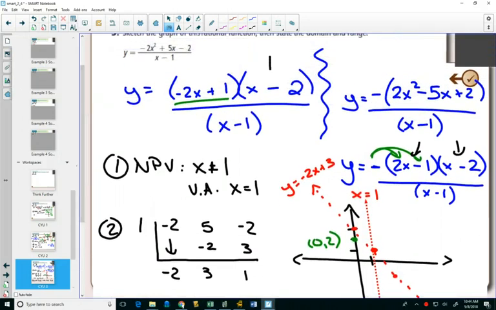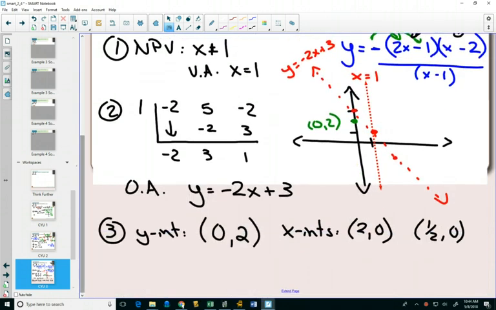Can you see that you would still get 2 if you use this factored form, and you would still get 1/2 if you use this factored form? That's important to notice, just in case you're wondering, well, what happens if I do this one? Will I still get the right x-intercepts? The answer is yes. And so if I plug those in, two comma 0 and 1/2, comma 0.